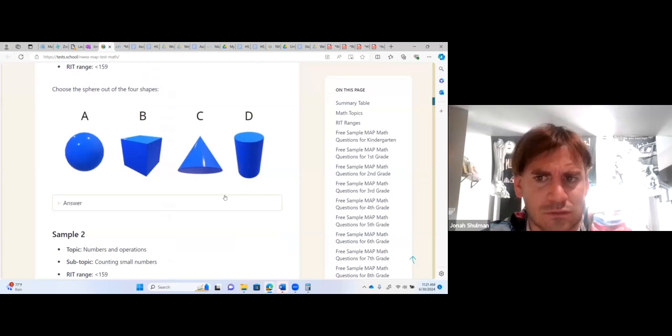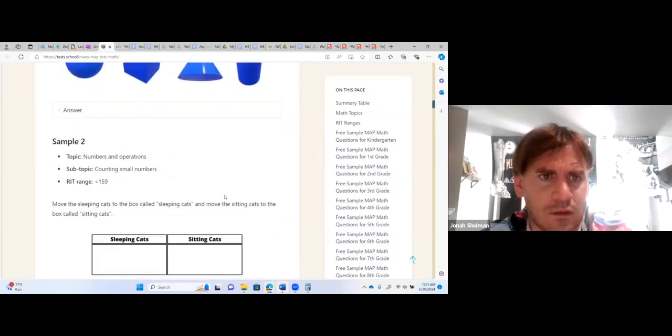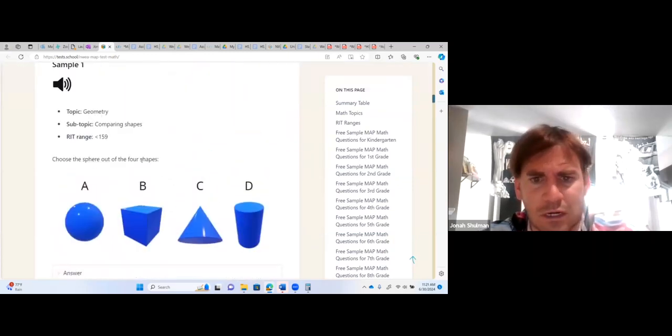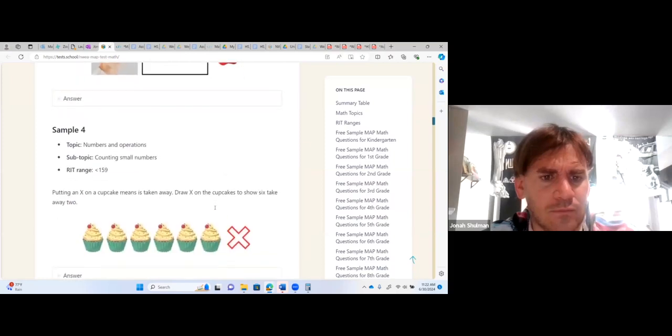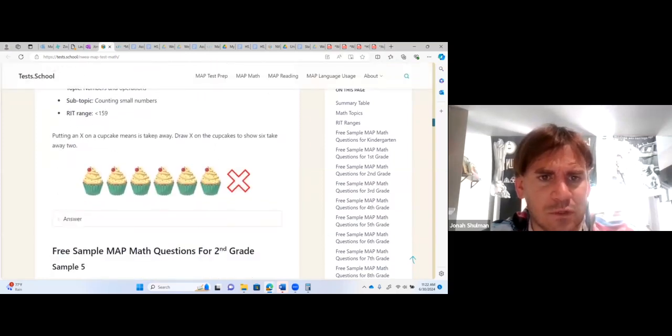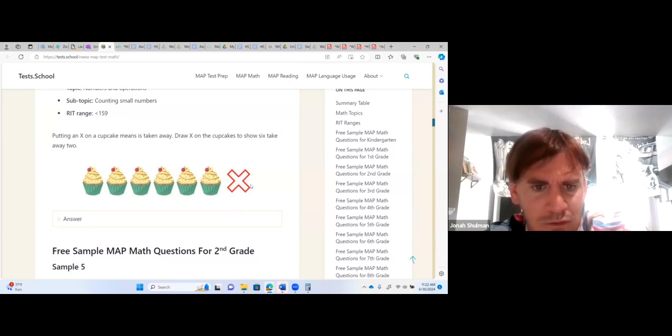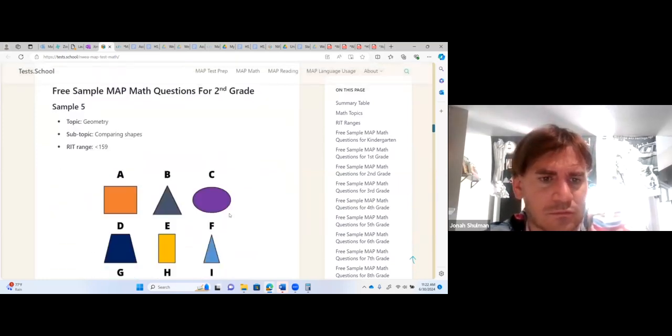Here's a sample question. So choose the sphere out of the 4 shapes. We know it's A. This is a cube. This is a cone. That is a cylinder. Putting an X on a cupcake means it is taken away. Jordan, X on the cupcakes to show 6 take away 2. 1, 2, 3, 4, 5, 6. X, and then there's the 2. Oh, sorry, show 6 take away 2. So 2, then you cross that out, X. And then I believe you have 4 left.